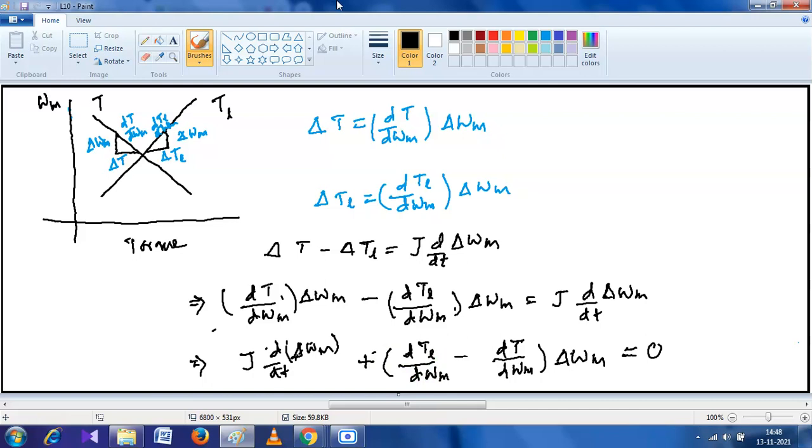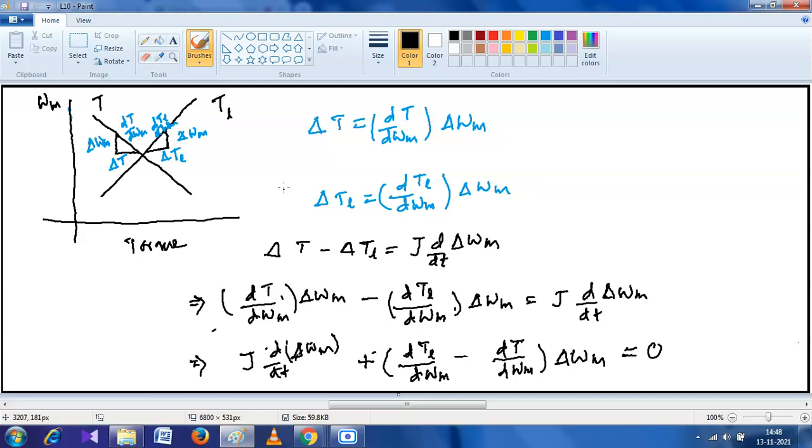See that, after putting the value of delta T and delta TL in the previous equation and after rearranging, we get this equation. Have you understood that? Sir, can we cancel del omega m? No, we cannot cancel, because this is a first order equation. It's like a first order equation.